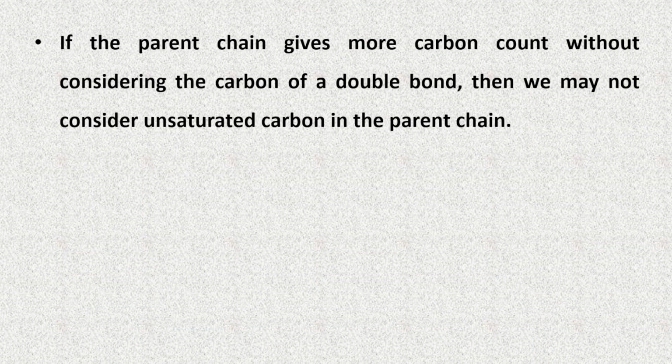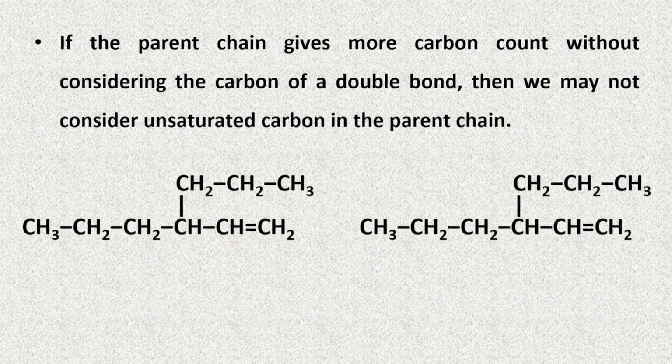If the parent chain gives more carbon count without considering the carbon of a double bond, then we may not consider unsaturated carbon, that is the double bond, in the parent chain. For example, in this compound, if we consider the unsaturated carbon, then the parent chain will have 6 carbons only. So the correct one is the second one, as it consists of 7 carbons in the parent chain.